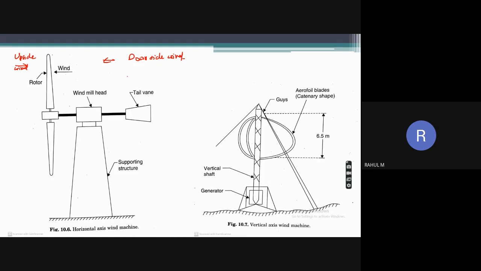Now normally downside wind is preferred for a mono blade system. In that case there will be only a single blade, and the rotation happens with a single blade. It is something like this: you have a wind base setup something like this, and to this portion you have a blade something like this, only a single blade.